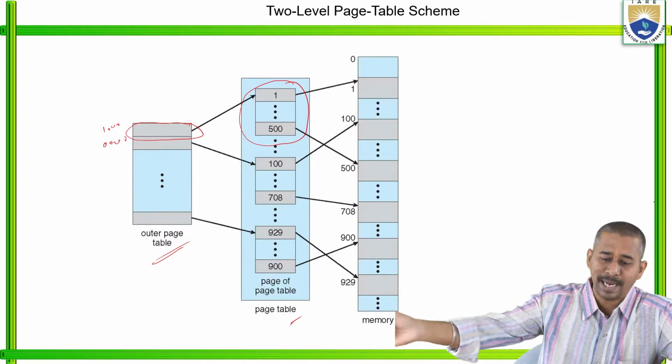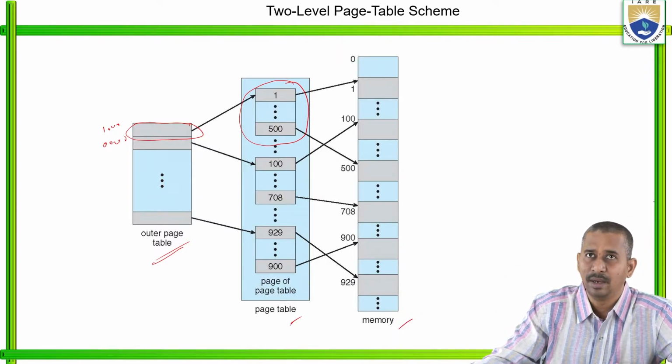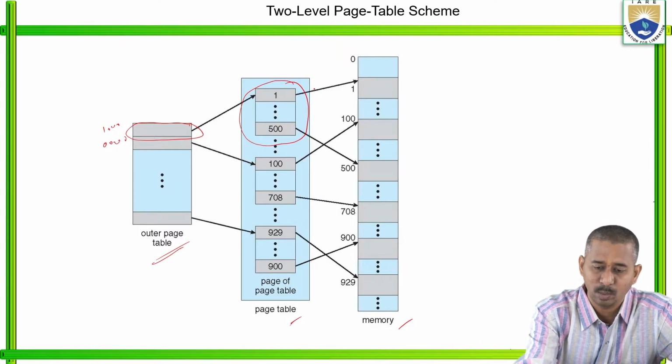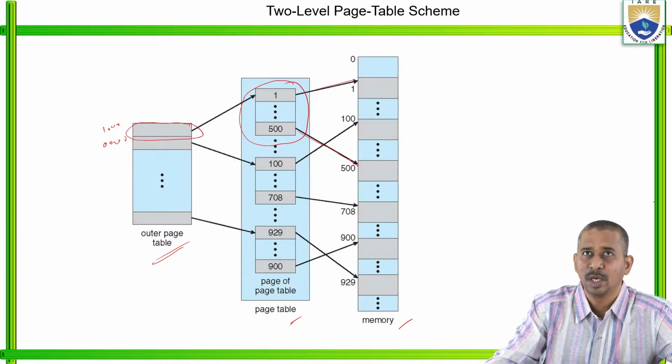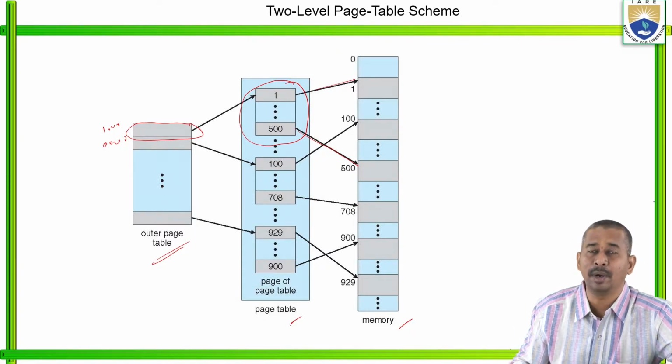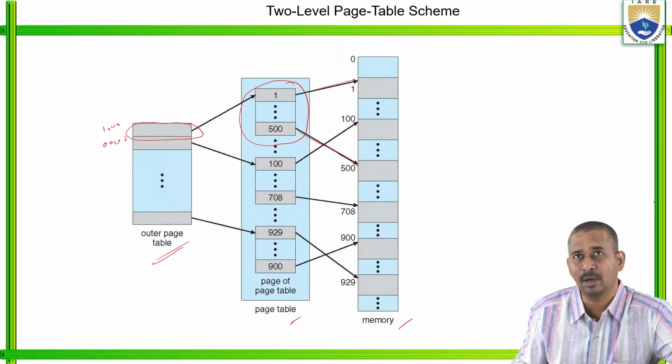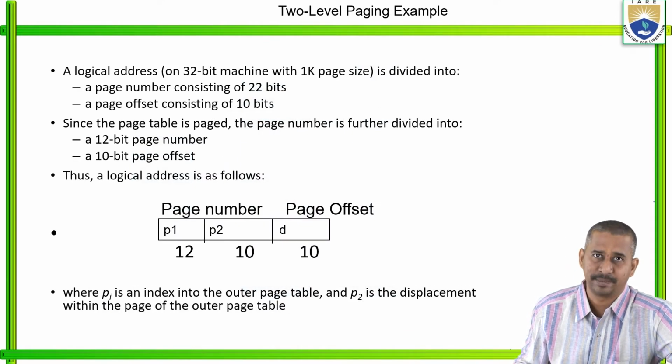So we know how to map the logical address to the physical address. See, 1 is here and 500 is somewhere else. So that is the 2-level page table scheme, or we can call it multi-level paging or hierarchical paging.